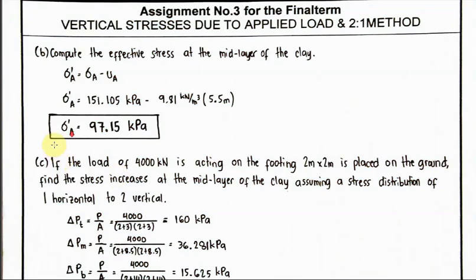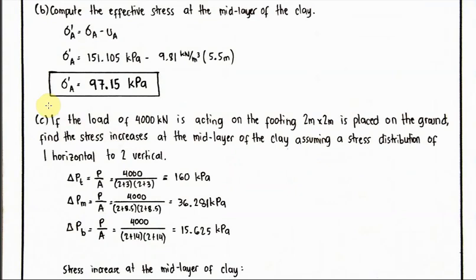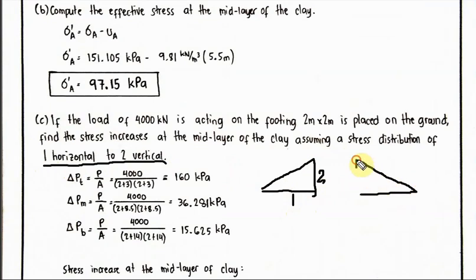So last, if the load of 4,000 kilonewton is acting on the footing 2 meters by 2 meters on the ground, find the stress increase at the mid layer of the clay, assuming a stress distribution of 1 horizontal and 2 vertical. Okay. Muna ang 2:1 method. Meaning if naa tay right triangle diri, ang isa ka leg niya is 2, tapos diri is 1. So ana ra siya ang 2:1 method.